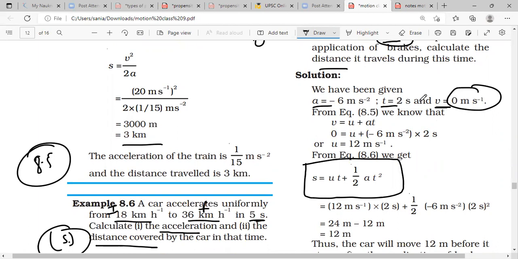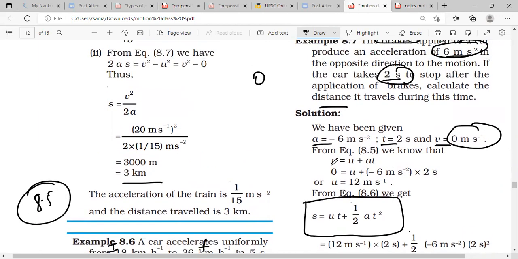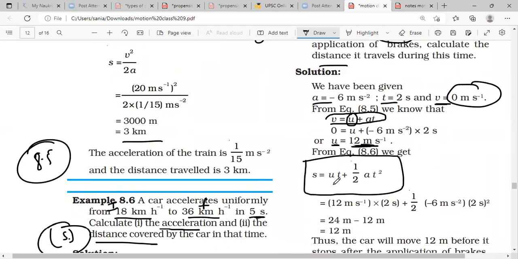Guys, not clear. See, you have this formula, okay? V equals U plus AT, right? So from here, what you will find, you don't have this, right? So you have the final one, so you will get the initial one from here. You'll just put it in the formula and you'll get the answer. And then you can use any formula from where you can calculate S, and you'll get the S. You can use this formula or any other formula.